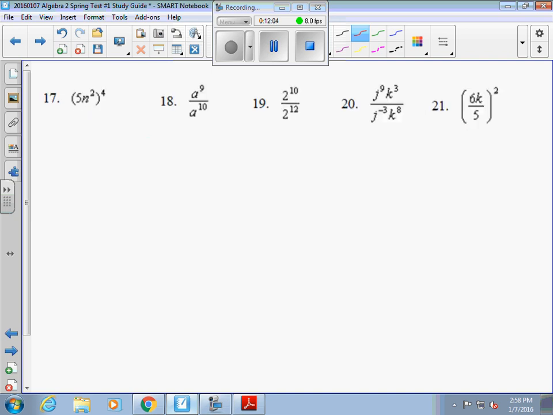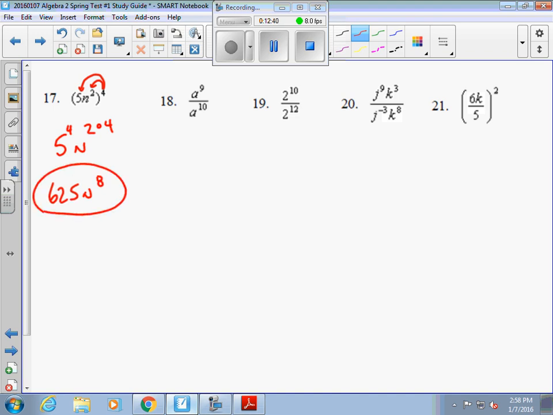Number 17 says 5n squared to the 4th. Anytime a power is being raised to a power, this is the instance where you multiply. 5 is being raised to the 4th power, and n squared is being raised to the 4th power, which means 2 times 4. 5 to the 4th power means 5 times itself 4 times. 5 times 5 is 25, times 5 is 125, times 5 more is 625. N to the 2 times 4 is 8, n to the 8th.